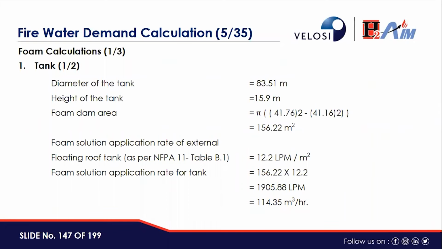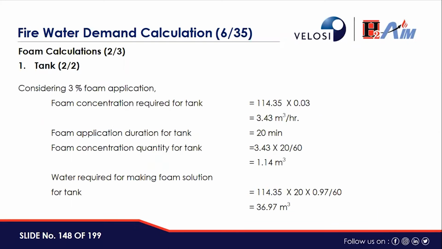The foam solution application rate for an external floating roof tank as per NFPA 11 table B.1 is 12.2 liters per minute per square meter, which we have also used for the previous calculation as well. The foam solution rate for the tank is the foam dam area multiplied by the foam solution application rate of the external floating roof tank. It is 1905.88 LPM, or 114.35 cubic meter per hour. But considering 3% foam application, the foam concentrate required for the tank area is 3.43 cubic meter per hour.